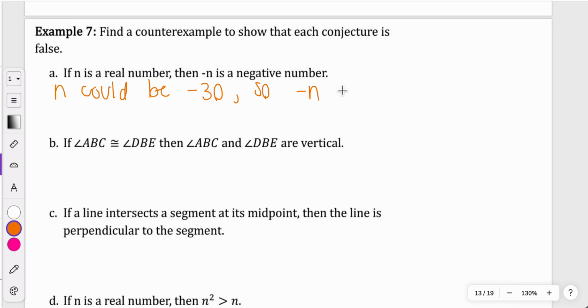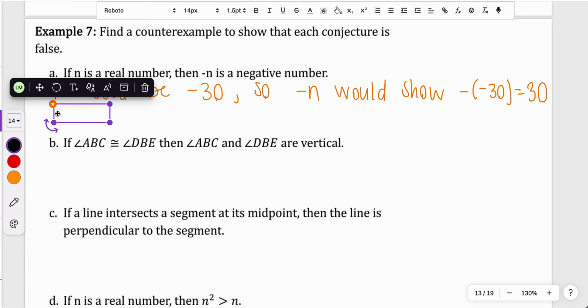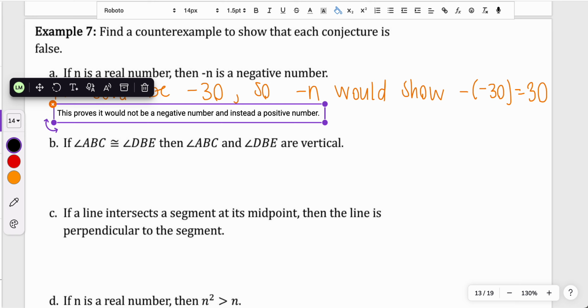So negative n would show negative negative 30, which is actually equal to a positive number. So this proves it would not be a negative number and instead a positive number. Okay? Next one definitely helps to draw a picture for.